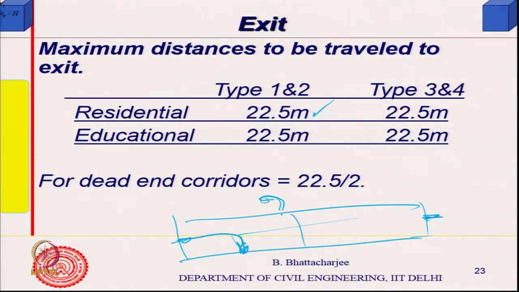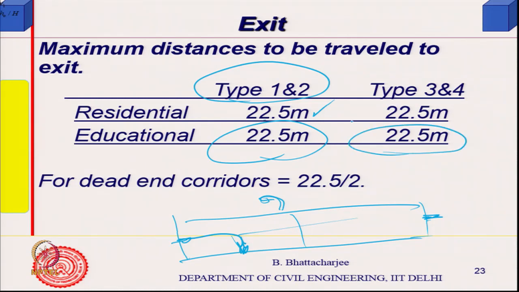Educational also is 22.5 meters. It is also given by type 1 and type 2 construction. For type 2, in this case it is all the same, though some other occupancies could be different. Since type 1 is more fire resistant, more distance is allowed, and type 3 or 4 will have somewhat less. This is the other part of planning. For dead end corridors the minimum is 22.5.